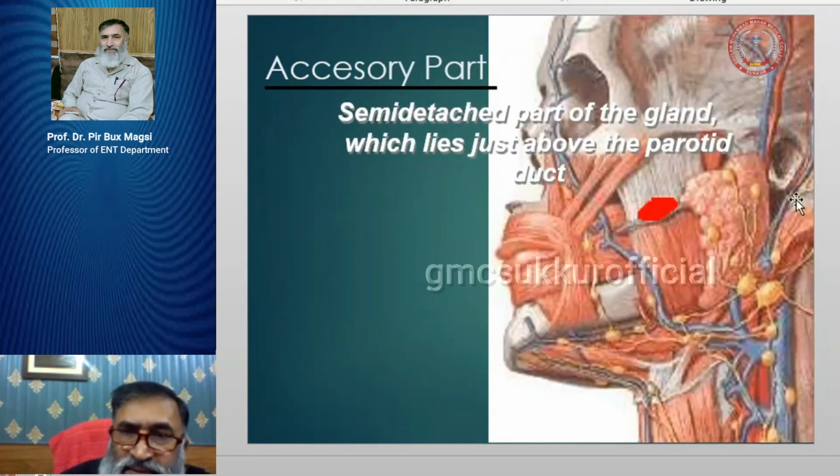This is the parotid gland. You see, this is the parotid gland, and this is the parotid duct or extension duct, which runs over the masseter muscle and pierces the buccinator muscle. Two muscles which are very, very important. It lies over the masseter and pierces the buccinator muscle, and enters into the oral cavity at the upper second molar teeth. I am discussing this because these are very important.